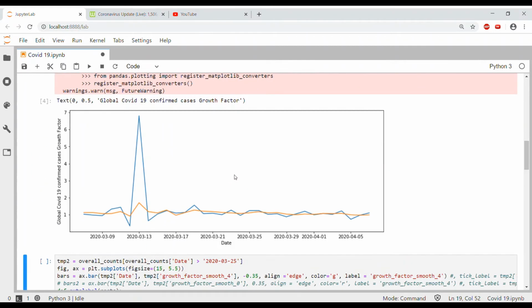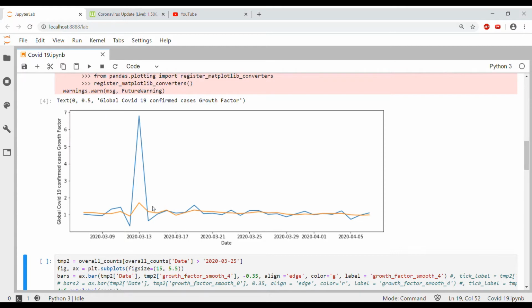So here you can see I have plotted the growth factor. The blue line indicates the growth factor of confirmed cases based on the daily data. So I just divide the new cases of a day by new cases of yesterday. So today divided by yesterday.